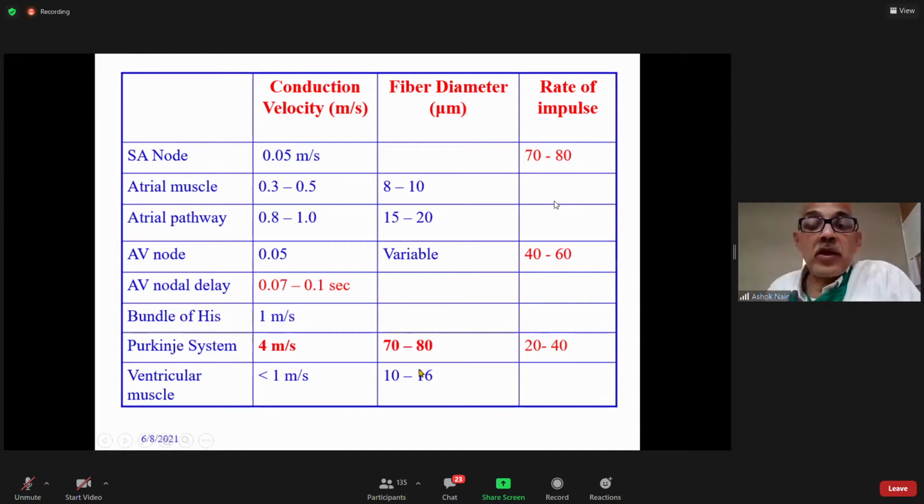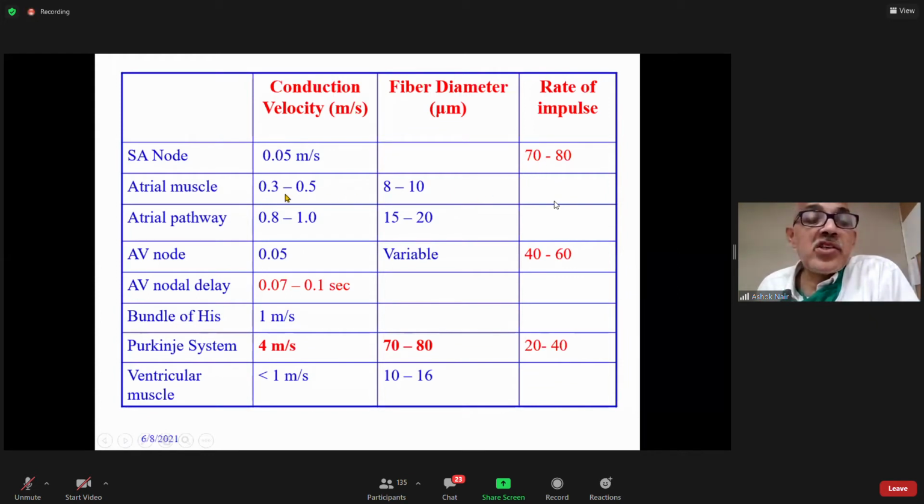Look at the conduction velocities. Those which are marked in red, you need to remember. SA node conduction velocity is about 0.05 meter per second. At the AV node, there's a delay of 0.05 to 0.07 second. Conduction velocity is around 0.05. Purkinje fibers have a conduction velocity of about 4 meters per second. Diameter is about 70 to 80.